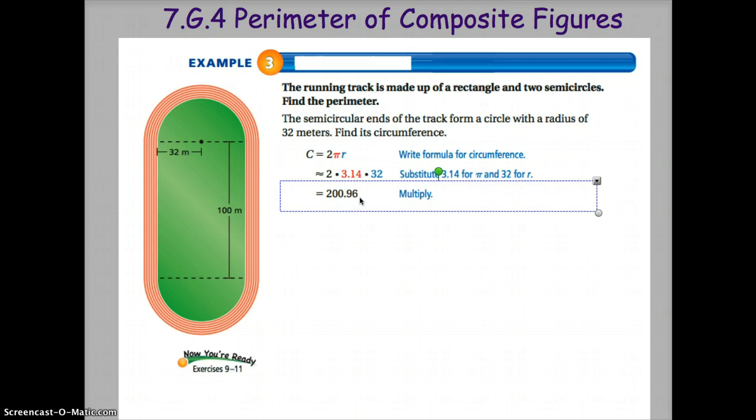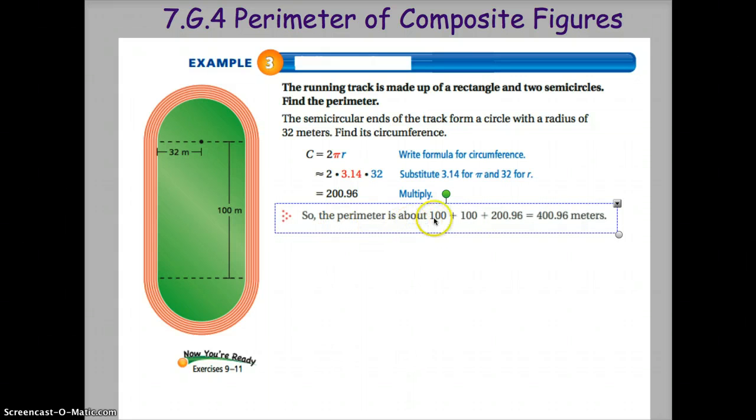This is not, however, the perimeter of the entire track. It is only the perimeter of the two circles. We need to also include this rectangular portion. Now notice we have this rectangular piece, or this length right here, which we know is 100 meters. So if we come over here, we also need this length, which will obviously also be 100 meters. So I need to add each of those pieces of the rectangle. Notice I don't need to include this portion of the rectangle, the width, because it's not part of the outside perimeter.